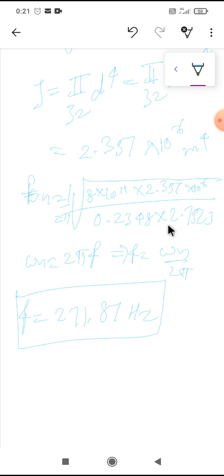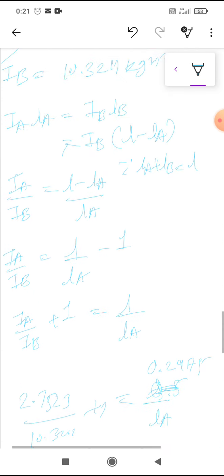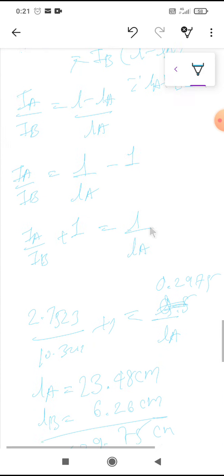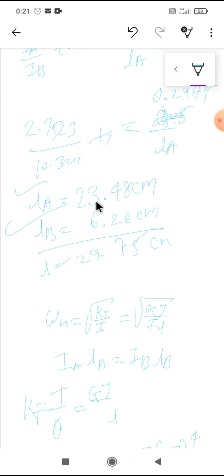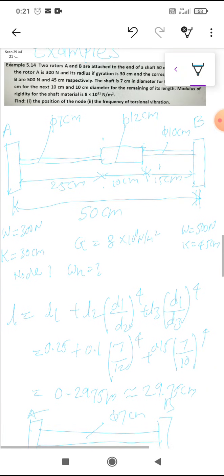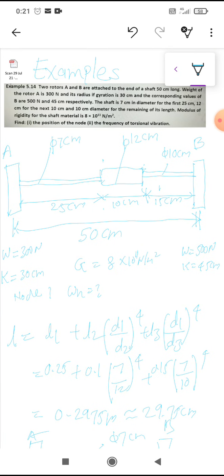So we have fulfilled our objective, that is to find the frequency, and our objective was also to find the lengths of the nodes, that is LA and LB. So this concludes this whole numerical, and similar types of numericals can be asked in exams and have been asked in previous exams with few modifications. So this was the numerical for torsional vibration.